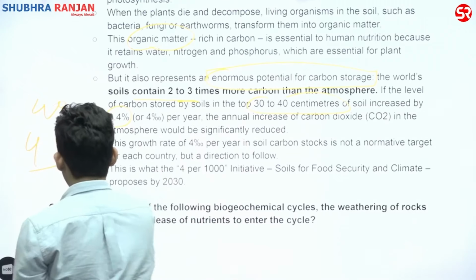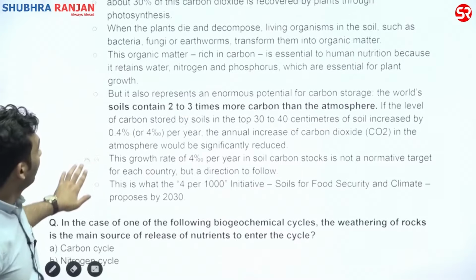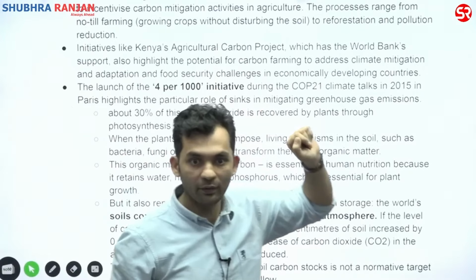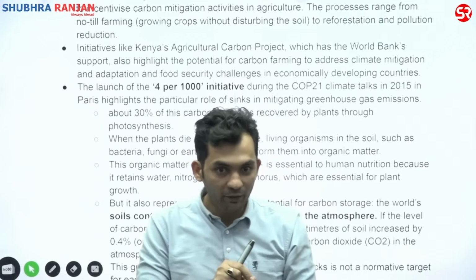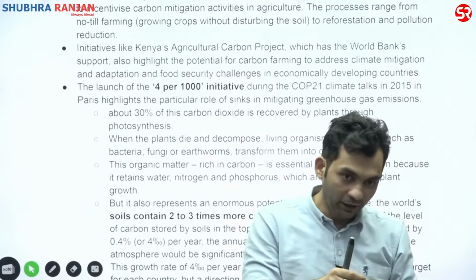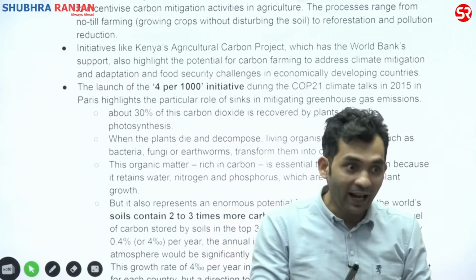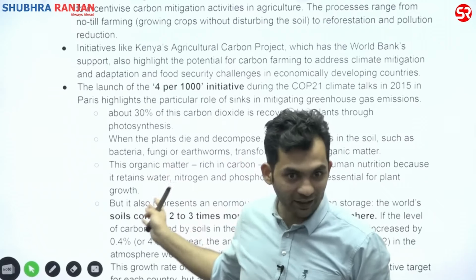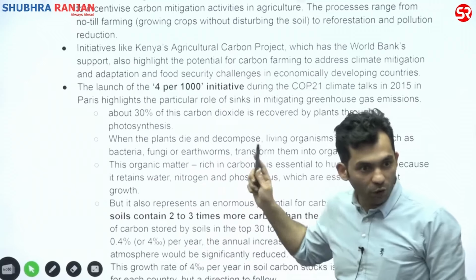That is why the name, 4 per 1000 initiative, right? So from this article, what did we learn? What is carbon farming? How is it helpful in reducing greenhouse gases and fighting climate change? And what are some of the initiatives being undertaken at the global level? Okay, make sense? You got what is 4 per 1000?